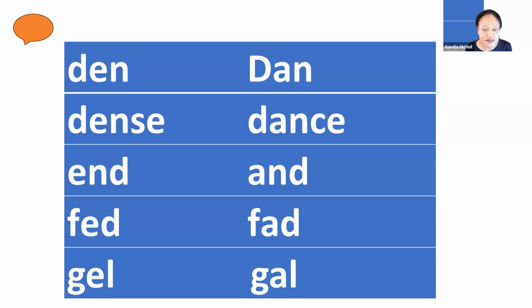Okay, first column. Remember that your mouth is like this, kind of a little tight, not too much tight. Den, dense, end. Oops, again, I did it again. Let's start that all over again.